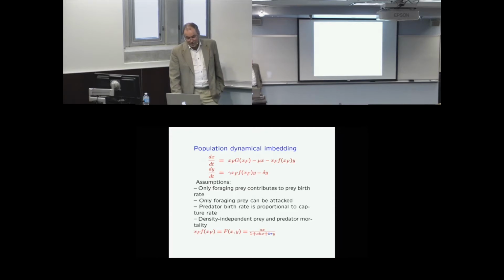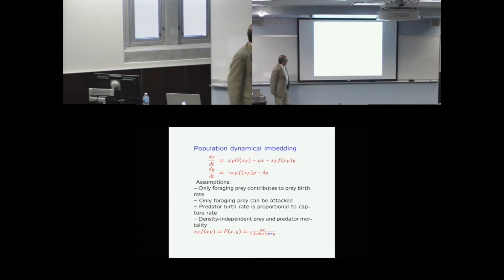Okay, so now when we have this functional response, we can embed this result into a population dynamical model. And now I prefer to write this model like this. The idea is that it's only the foraging prey that serve as food for the predator. So those should appear in the growth rate and in the consumption rate.